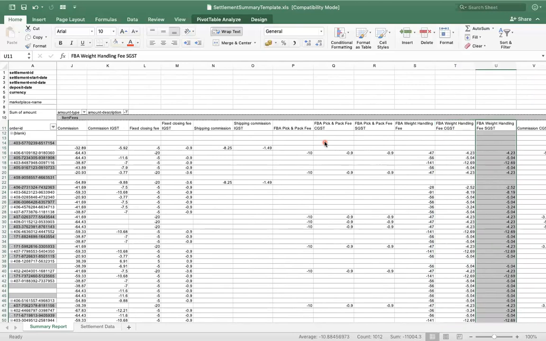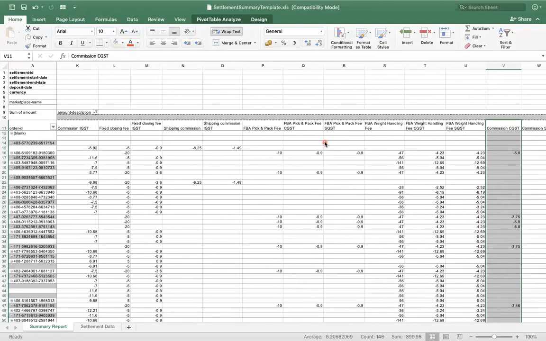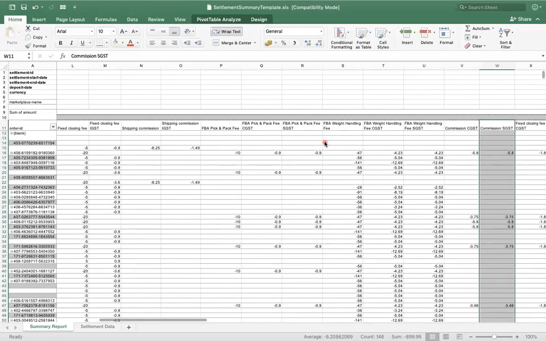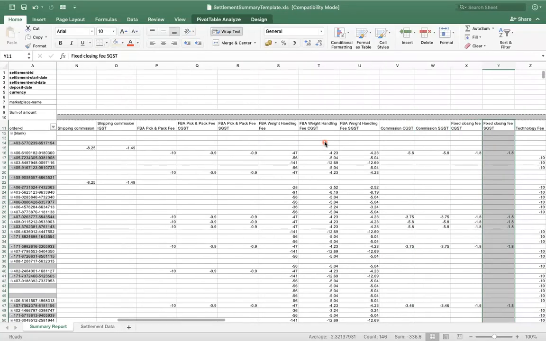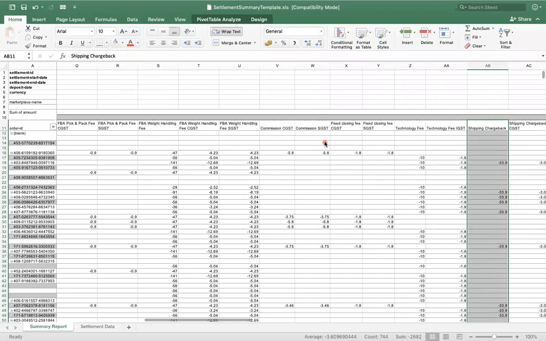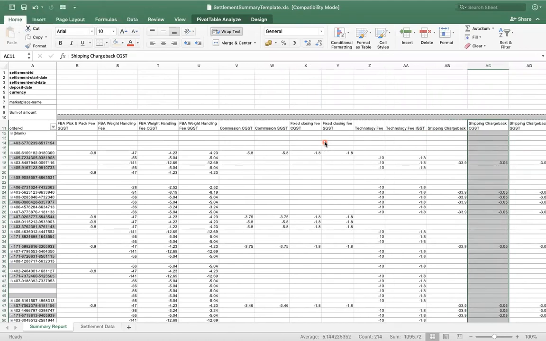the GST on the FBA weight handling fees, the commission, which is basically nothing but the referral and the listing fees, the GST on that, the fixed closing fee, the technology fee that we were speaking about in terms of seller flex, and so on and so forth.